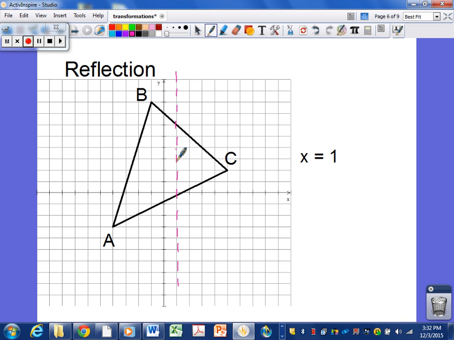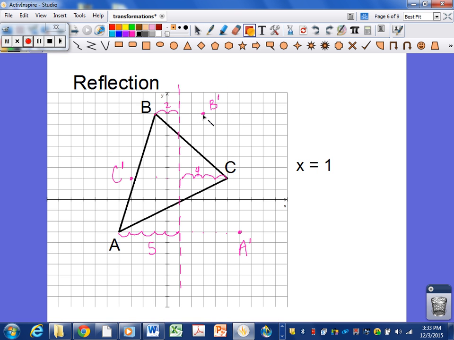So because we have a vertical line of reflection, we're going to count horizontally. We count that A is 5 units to the left of the line. It's going to end up 5 units to the right of the line, A prime. C is 1, 2, 3, 4 units to the right. It's going to end up 1, 2, 3, 4 units from your line of reflection to the left. And B looks like it's 2 units away, so B prime is going to end up 2 units away on the other side of your line of reflection.